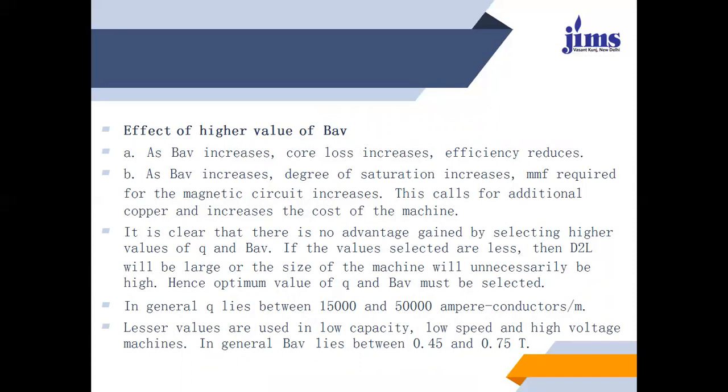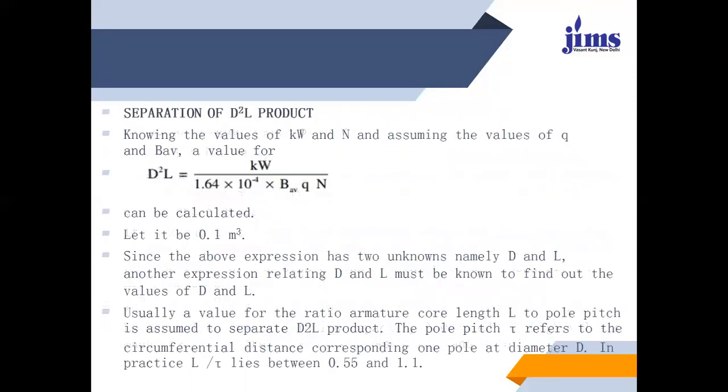If the values selected are less, then D square L will be large, or the size of the machine will unnecessarily be high. Hence, optimum values of q and B average must be selected when designing a DC machine. In general, q lies between 15,000 to 50,000 ampere conductors per meter. Lesser values are used in low capacity, low speed and high voltage machines. In general, B average lies between 0.45 to 0.75 Tesla.